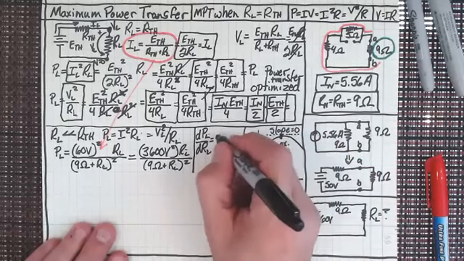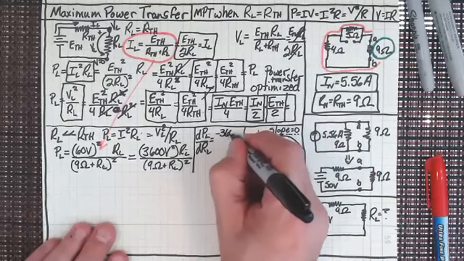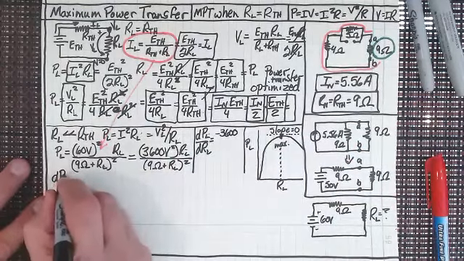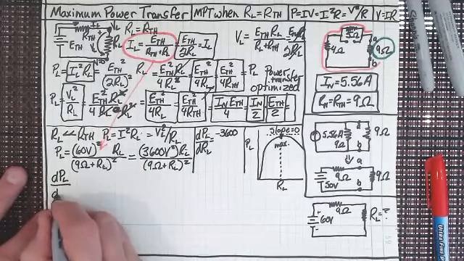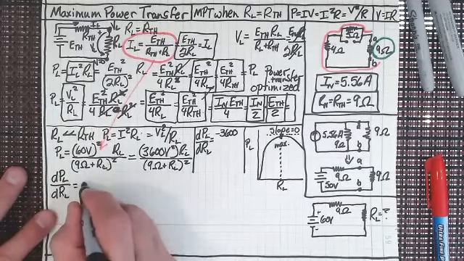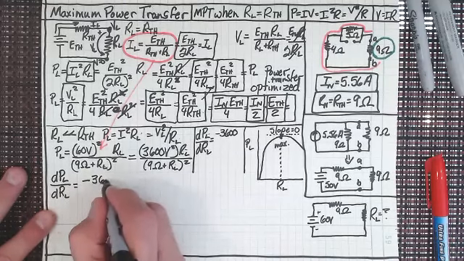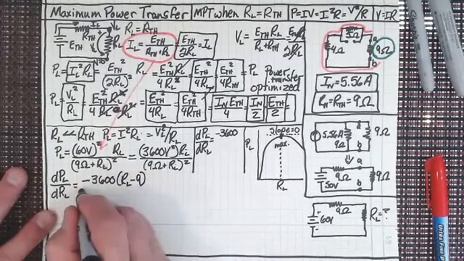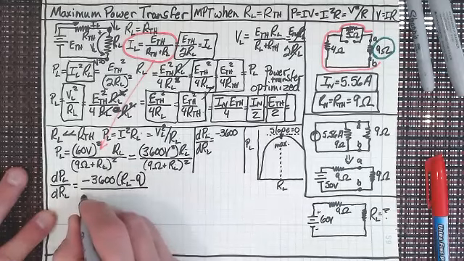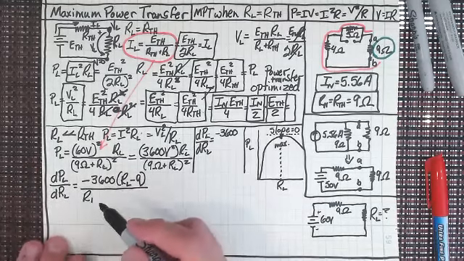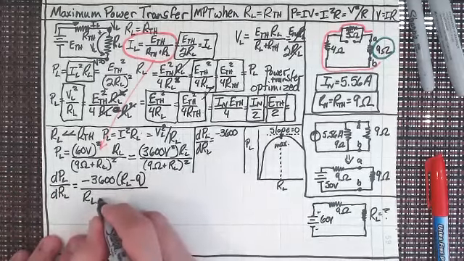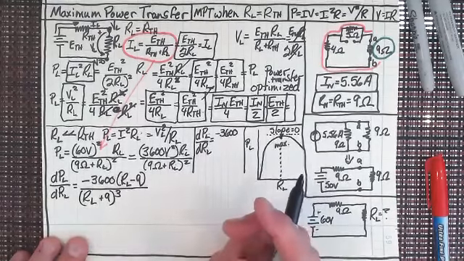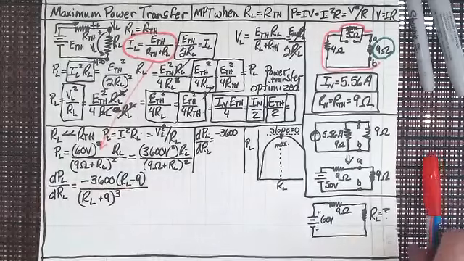Well, I'll tell you. I better write it down here. The derivative of P sub L with respect to R sub L is going to give me minus 3,600 times R sub L minus 9, divided by R sub L plus 9 cubed. All right? So let's put a box around that too.